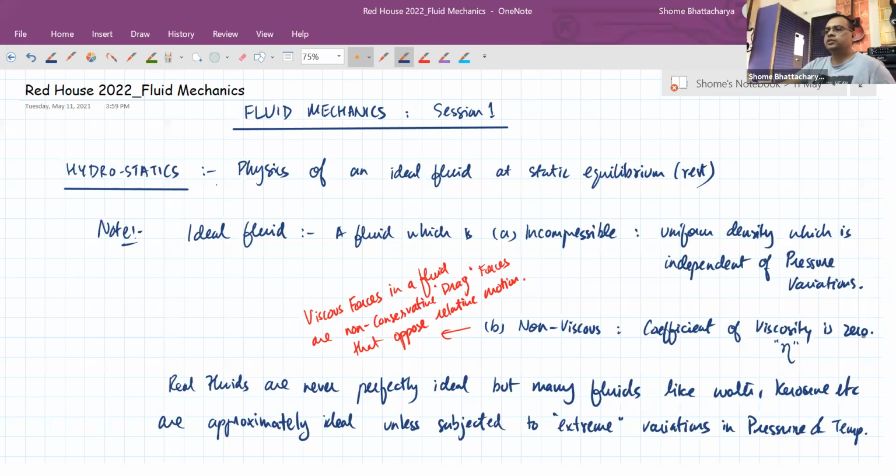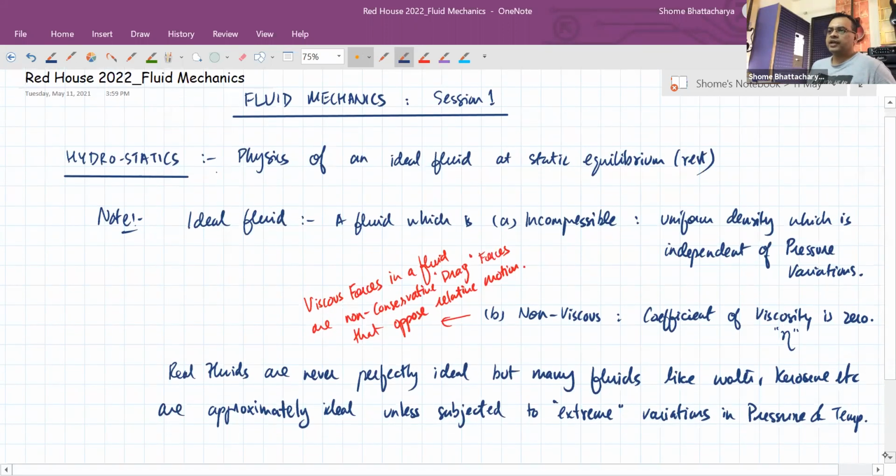So when we come to viscosity, we'll see that while viscosity and kinetic friction are both non-conservative forces which act such that they oppose relative motion, the similarity ends there. The rest, they are quite different in how exactly they work. Anyhow, in this chapter we are not going to be concerned with viscosity. So that is the definition of an ideal fluid.